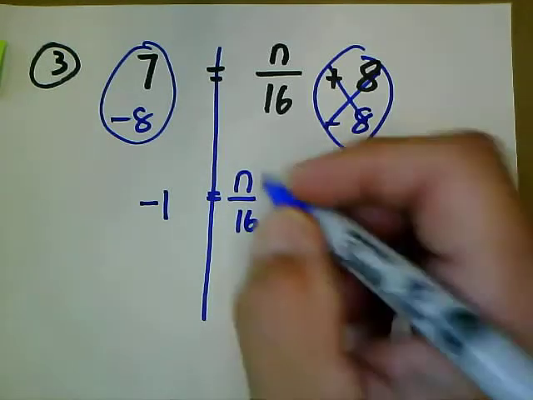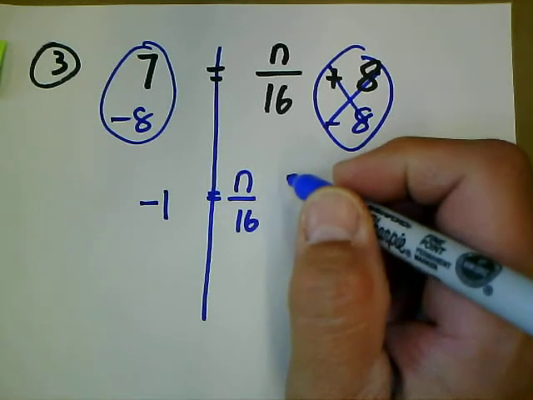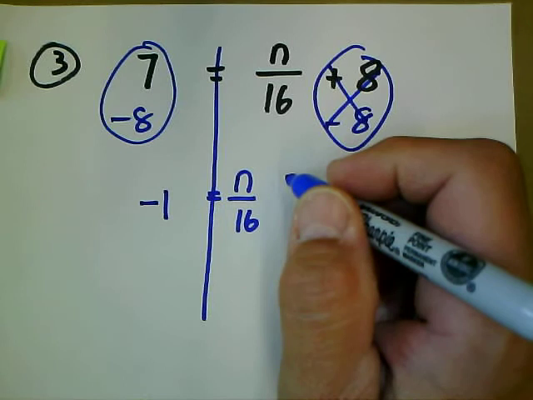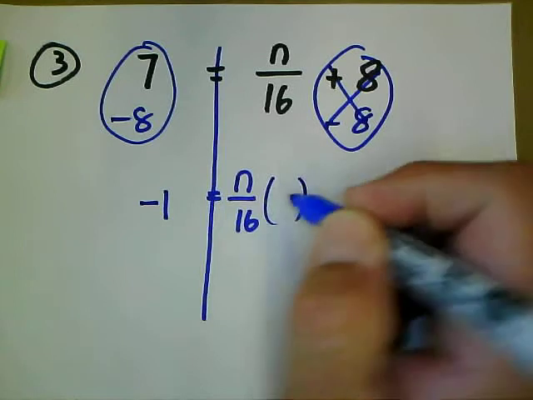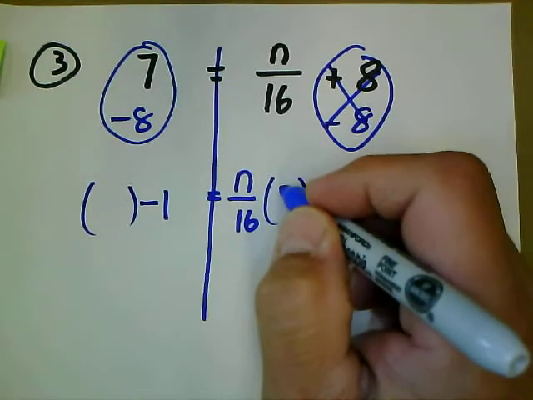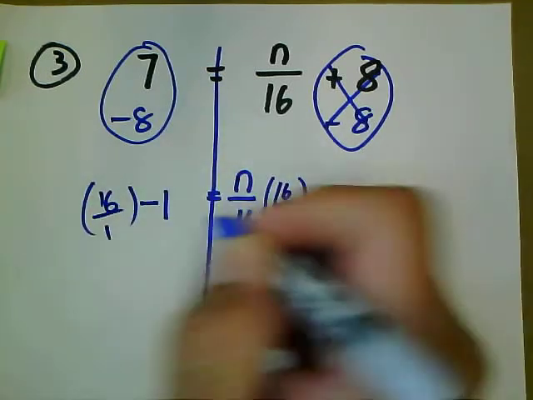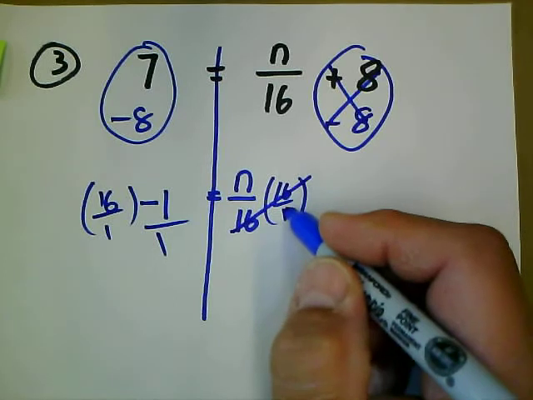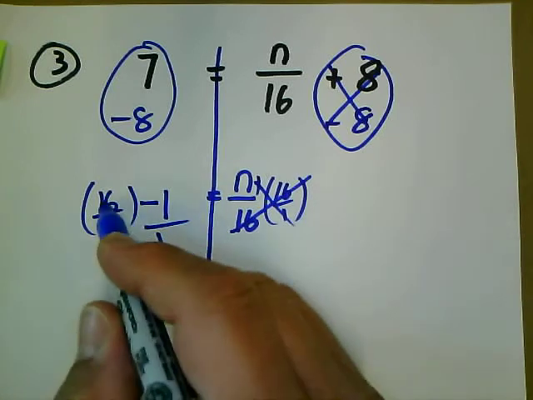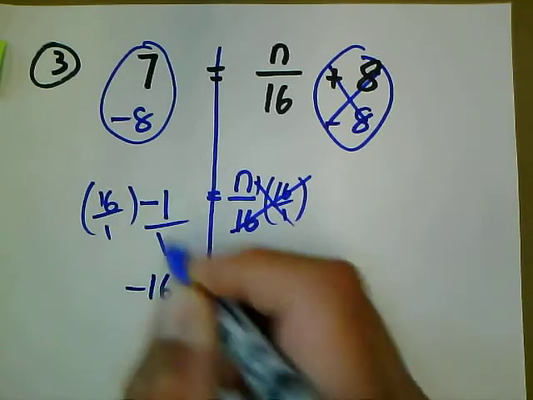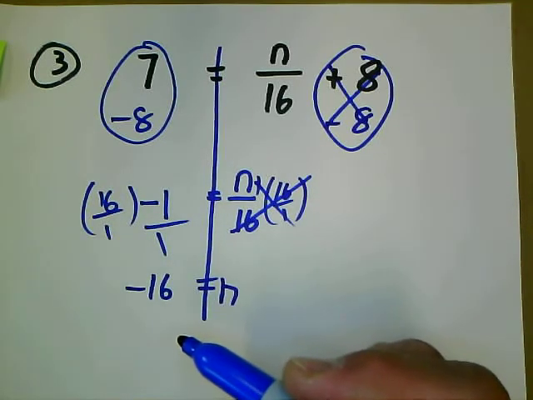So Mr. Chris, how are we going to get rid of divided by 16? What's the opposite of divided by? Opposite of divide. Multiplication. So we're going to multiply both sides by 16 over 1. Our 16s and our 1s are gone. We're left with n. Yeah, 16 times negative 1 is negative 16. And it's over 1. Do we really need to put the 1s? No.